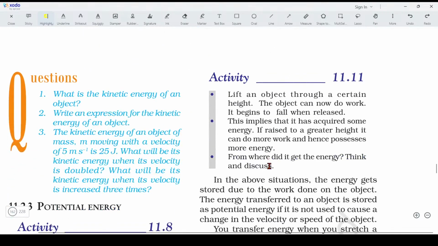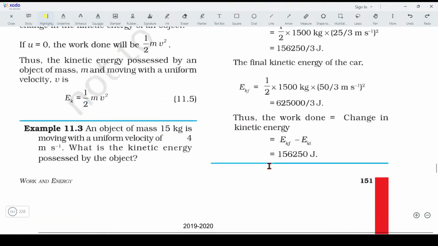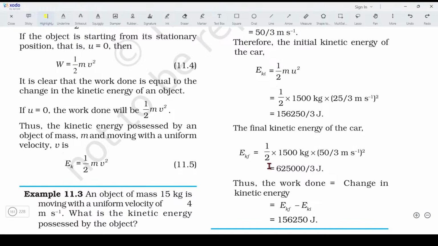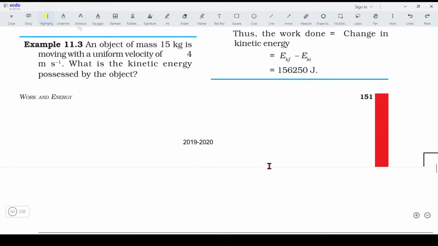Understood now? No, just a second. I'm just writing it now. Okay. Done. Okay, very good.